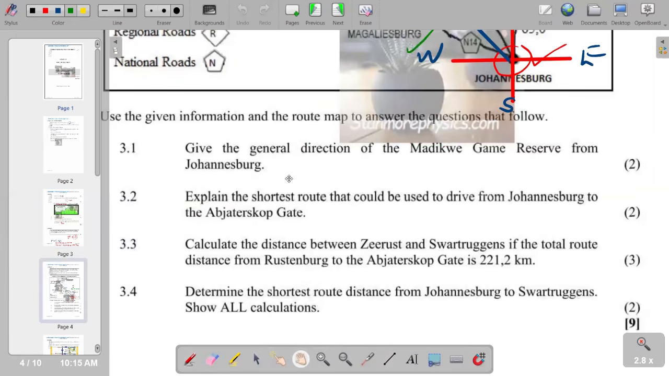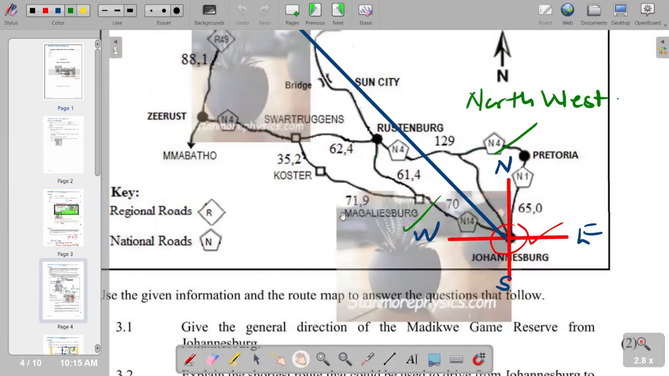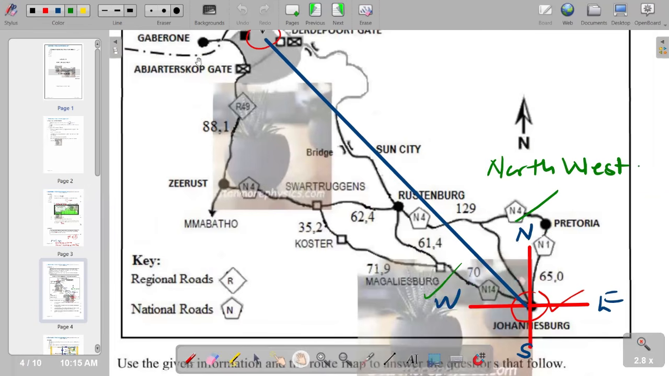3.2 reads, explain the shortest route that could be used to drive from Johannesburg to Abjatscope gate. Johannesburg is here. Abjatscope gate is at this point. So what is the shortest distance? You see that the shortest distance is to go through this side, and then you reach Abjatscope. So that is the shortest route that can be used. So how can we describe it is now the task that we have.